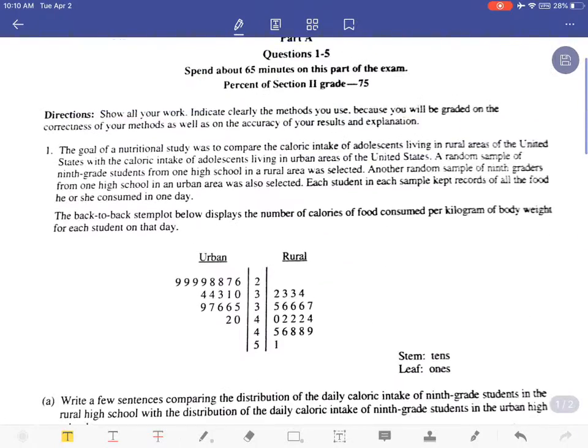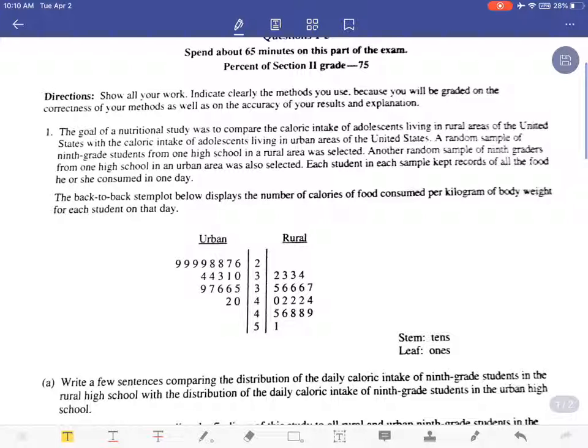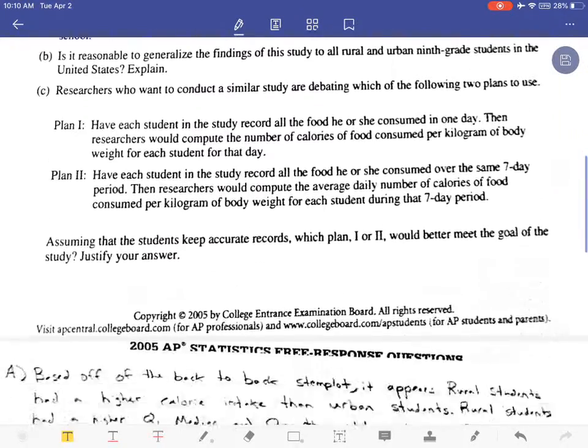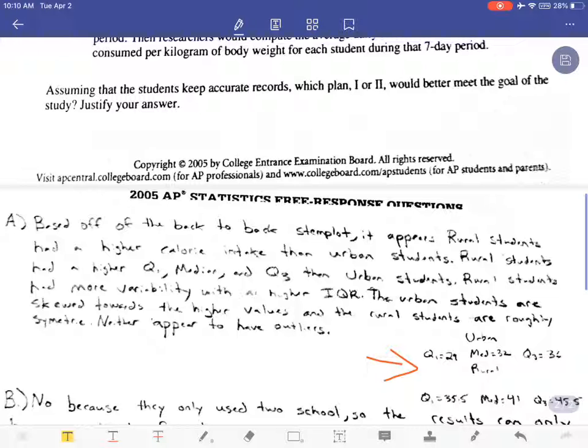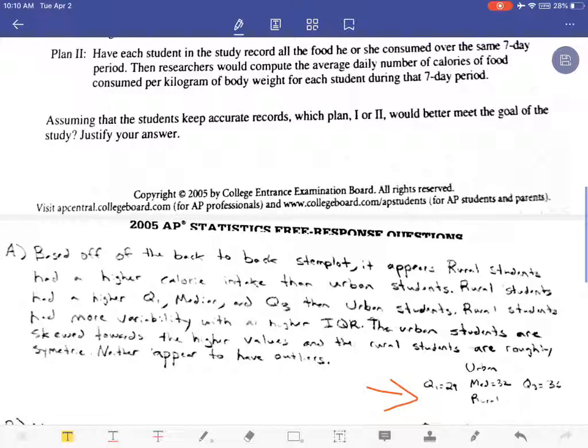So we go back and look at the graph right here. The first sentence we want is comparing the summary in context. We can see the rural students have a higher calorie intake than urban students. So that's what we want to include as our first contextual sentence: based off the back-to-back STEM plot, it appears rural students have a higher calorie intake than urban students. That sentence basically describes what the graph is. You could give that to anybody who knows anything about statistics, and they're going to understand what that statement means. So start off with that.